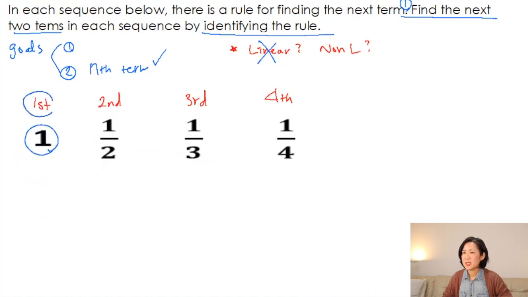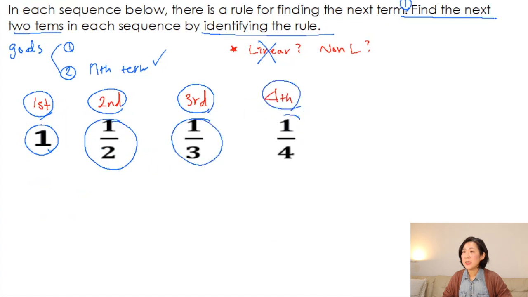Your first number is 1. Your second number is 1/2. Your third number is 1/3. Your fourth number is 1/4. Can you see the pattern? What will be your nth number? Focus on your denominator and your term, right?